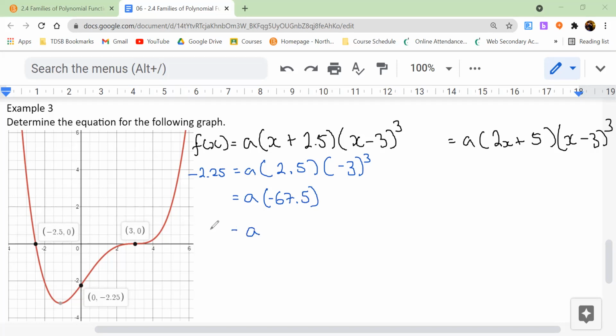And so a is negative 2.25 over negative 67.5. So I'm going to have to reduce that. I'm pretty sure it's reducible.